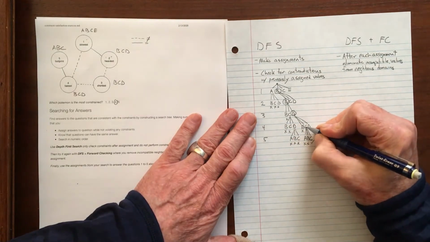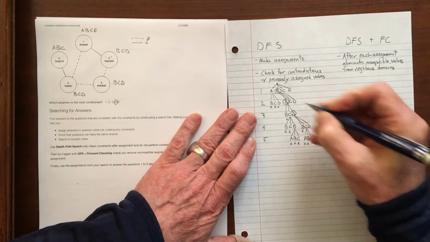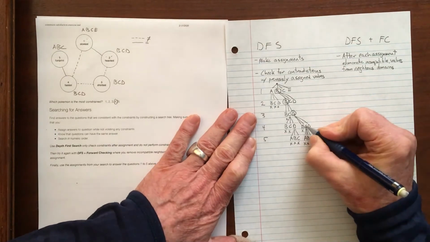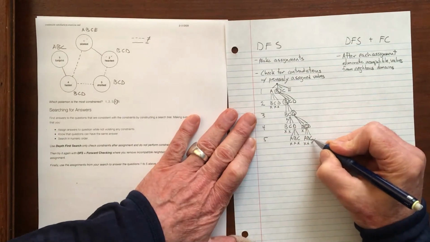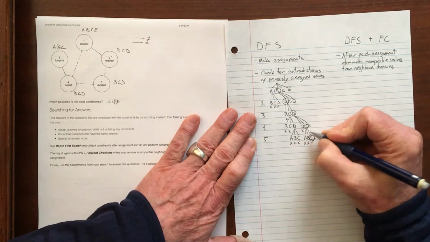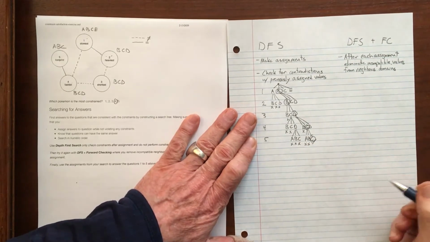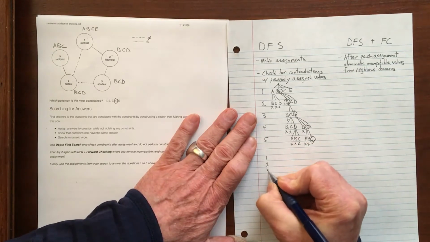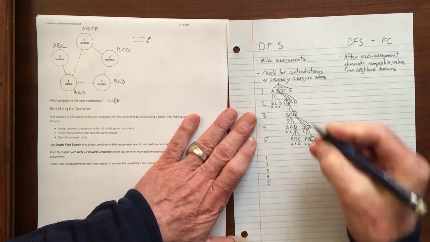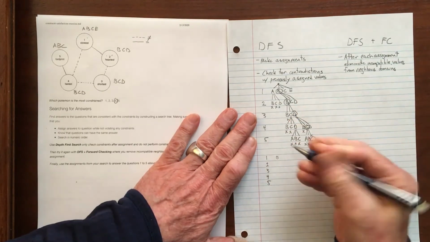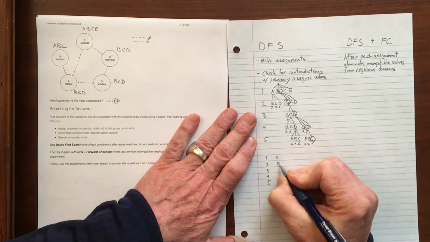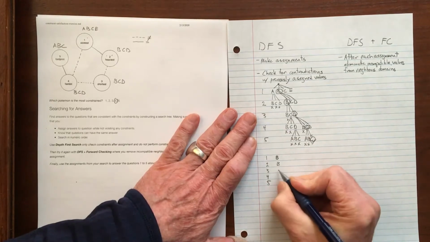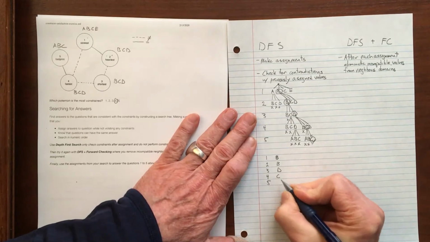Then we have C for 4. Okay, C for 4. C is different from B for 1. That looks good. And finally, C for 5. That looks good because it's the same as 4. So I think we have a solution, and so for this solution, 1, 2, 3, 4, 5, just to make sure it's clear, B for 1, B for 2, D for 3, C for 4 and 5.